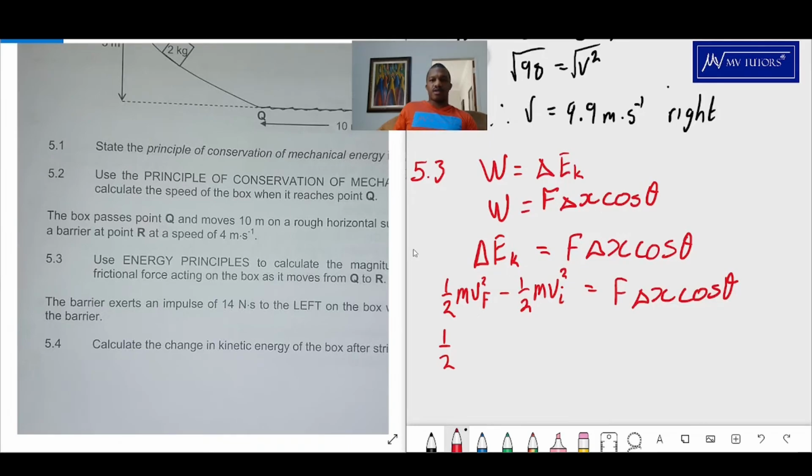The mass there is still 2. The final velocity, we have it is 4, squared, minus a half, that's still 2, and then the v, the initial one, is the one we just solved there, which is 9.9 squared. That's gonna be equals to the force.